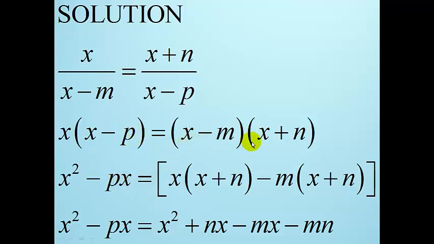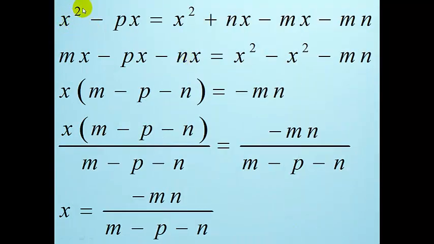x multiplies the second bracket, and minus m also multiplies the second bracket. So we have x multiplying x plus n, and minus m multiplying x plus n. Now x squared minus px on the left hand side is equal to x times x, which is x squared. x times n is equal to nx. Minus m times x equals minus mx. Minus m times plus n equals minus mn. Now let's proceed.